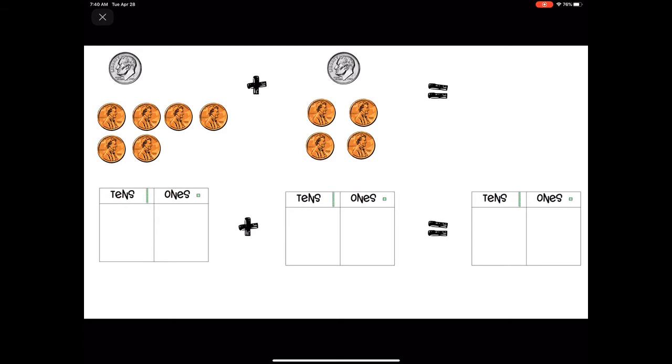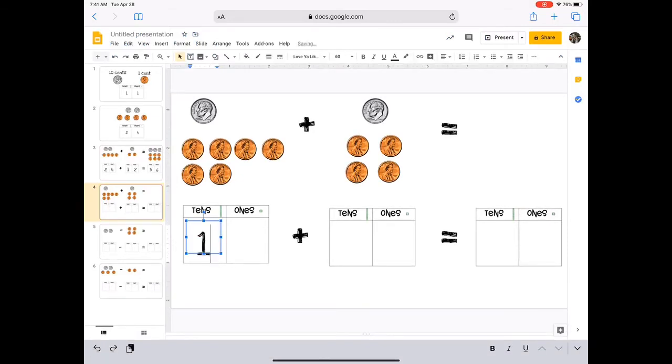Let's take a look at this next one. I have 1 dime and 1, 2, 3, 4, 5, 6 pennies. So let's fill in our place value chart. 1 dime is how many tens? 1 ten. Okay? And 6 pennies is how many ones? 6. So I have 16 cents to begin with. And I'm adding 1 dime and 4 pennies. 1 dime is how many tens? 1. 4 pennies is equivalent to how many ones? 4. So I'm adding 16 plus 14.